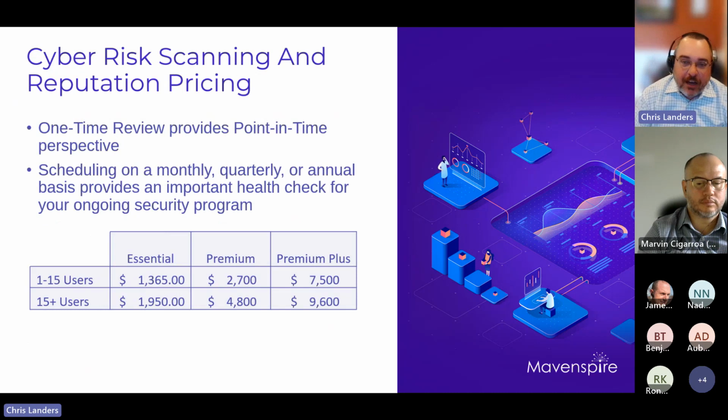Just flipping to the next slide, we offer this in a couple of different ways. You can see on the left-hand side of this graph below, there are 2 user quadrants, a 1 to 15 user version and a 15 users plus version, and then we do an essential, premium, and premium plus.